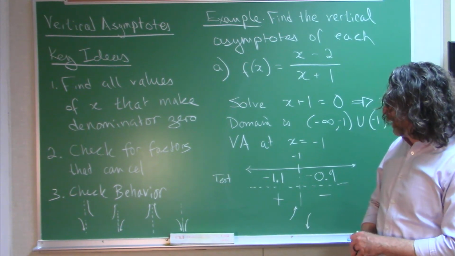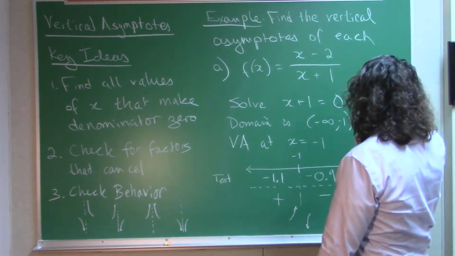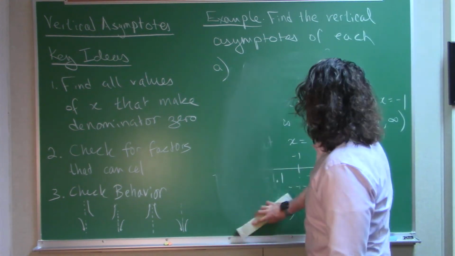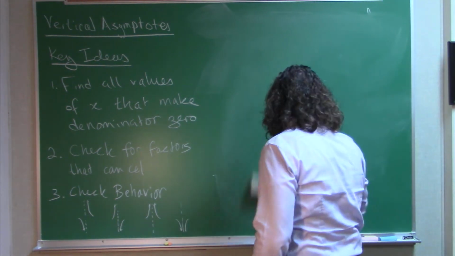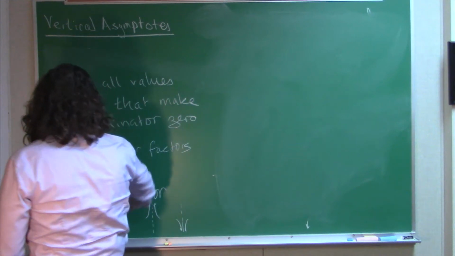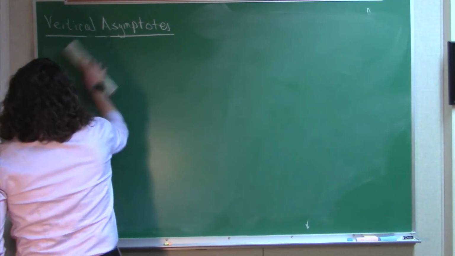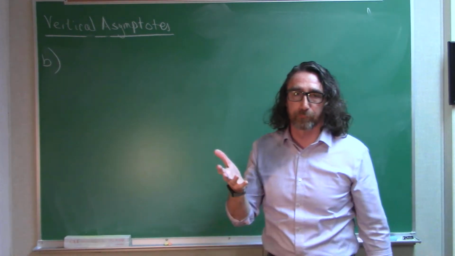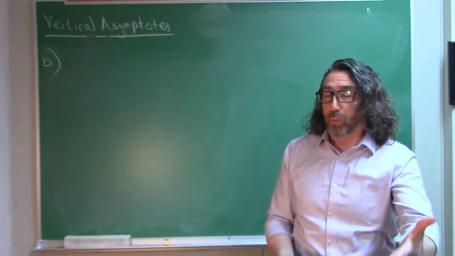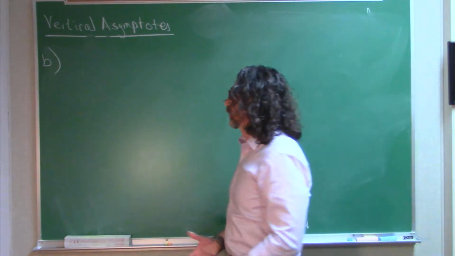Okay, so let's go and look at a few more examples here. We'll go through all of those steps for each of the rational functions I give you. We're going to, one, figure out where the vertical asymptotes are, check what the behavior is. Okay, so let's look at one like this.